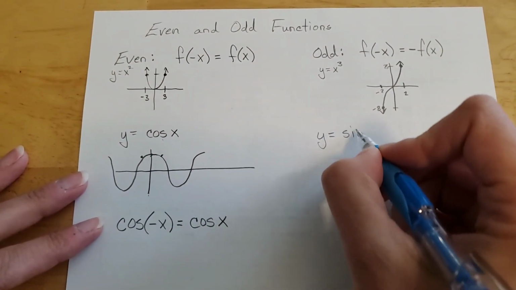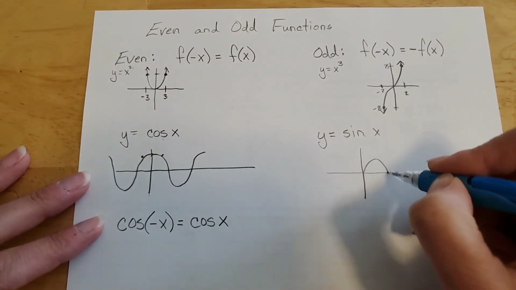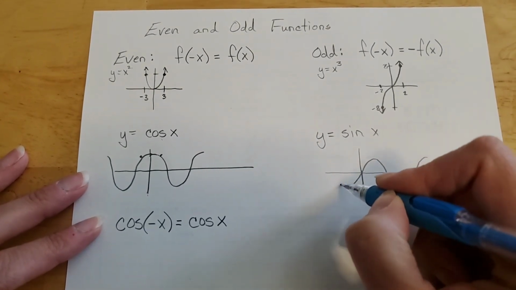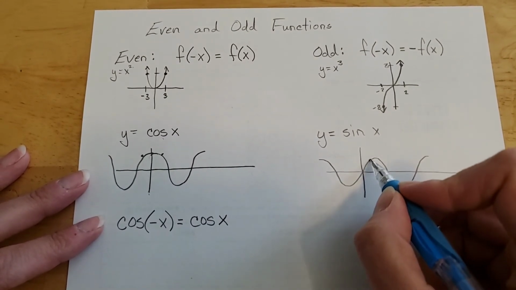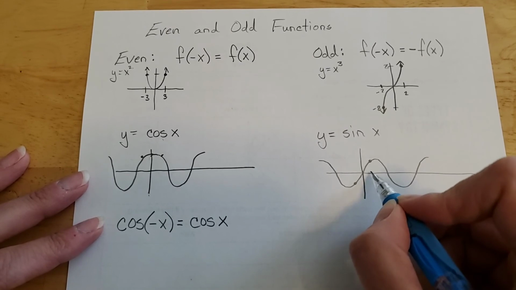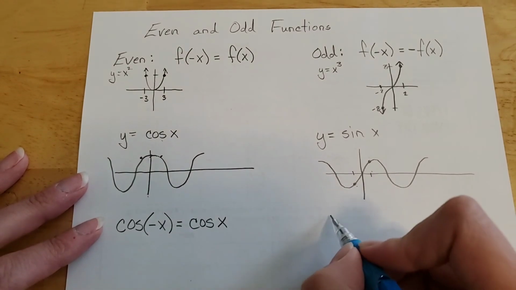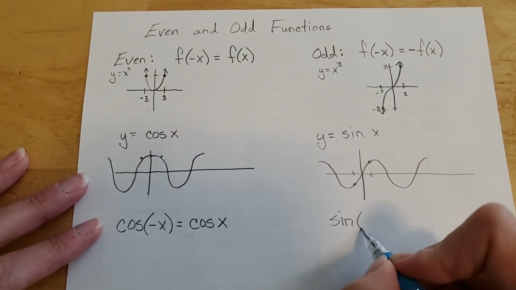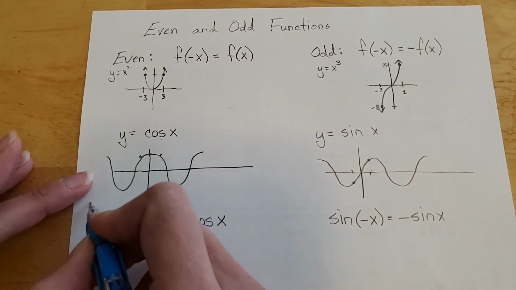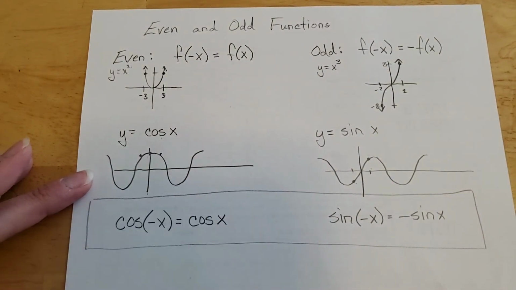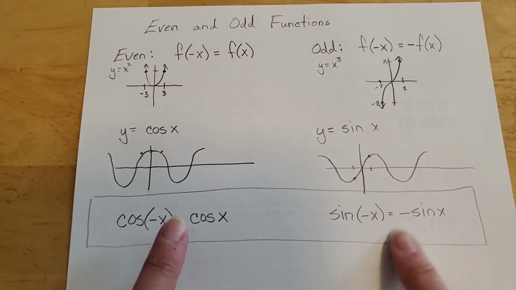For sine, here's the sine function. I'm not putting in the scaling, but you get that. Sine is an odd function because the opposite inputs give you opposite outputs. It's symmetric about the origin. So we can say that the sine of the opposite of x is equal to the opposite of sine of x. Now, these we call our odd and even trig identities, and we're going to be using these two today.